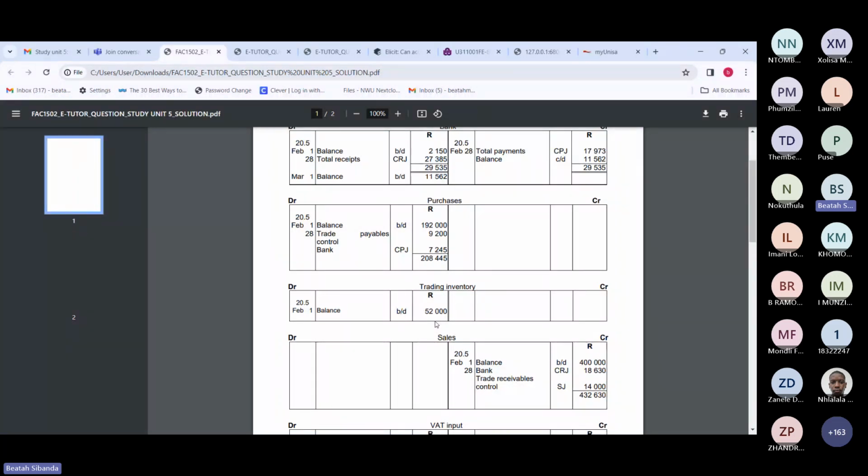So what we are looking for here is what we purchased and not what was in stock. The trading inventory refers to what was already in stock at the beginning of the period. So we are looking for what we purchased. I don't know if that makes sense. Okay, yeah, that's understood.